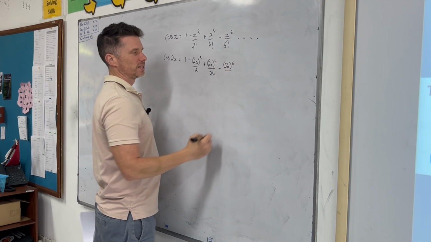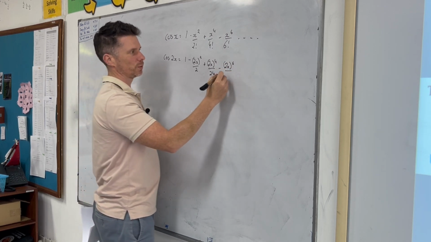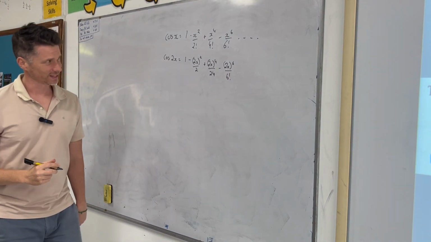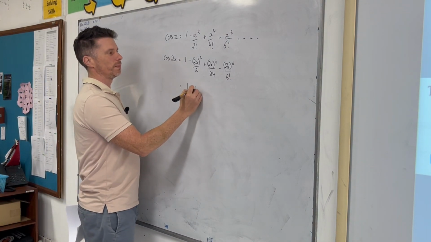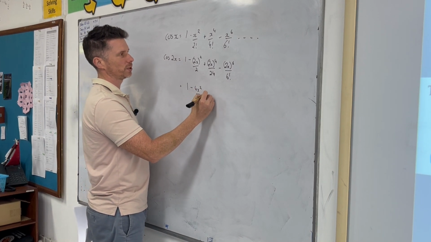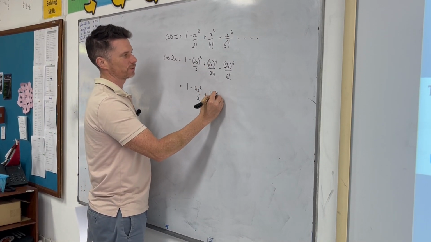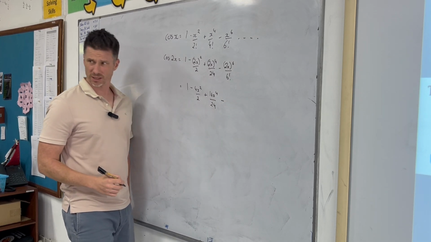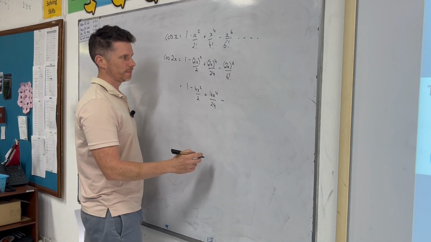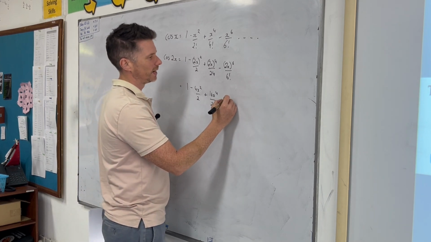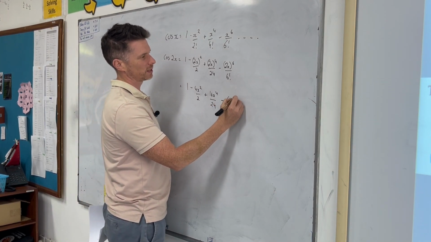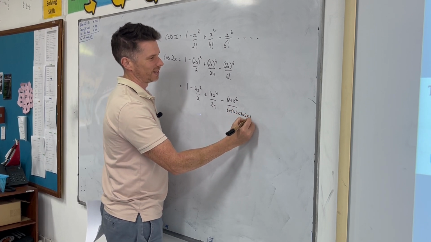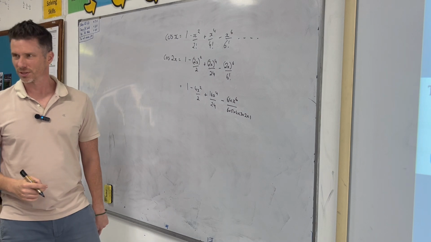2x to the 6 over 6 factorial. Someone's going to have to help me out with that. But let's leave it as 6 factorial for now because we'll do some cancellations in a second. 1 minus 4x squared over 2 plus 16x4 over 24 minus 2 to the power of 6. Anybody? 64. 64x6 all over 6 times 5 times 4 times 3. For some reason I'm doing it this way just to be awkward.